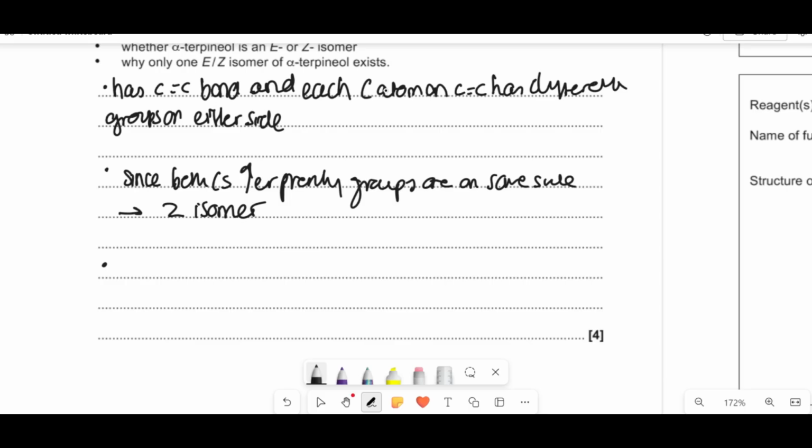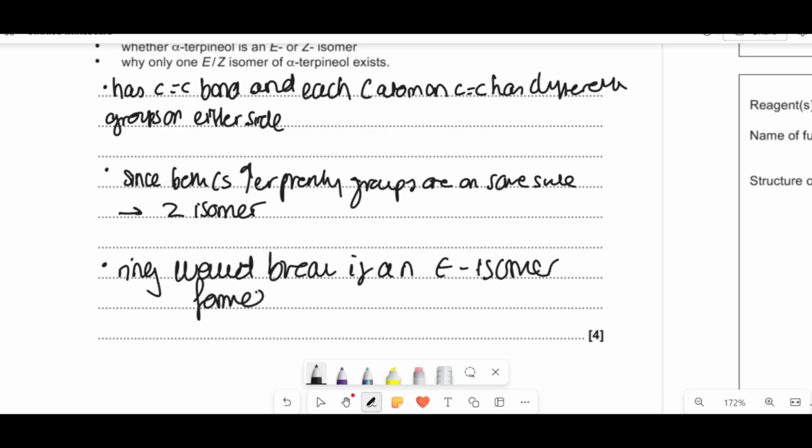You can't rotate a double bond, which is why we have stereoisomerism in this context. So you can't just say it can't rotate, because that doesn't explain why this one can't. The only reason why is because the ring would just no longer exist. The ring would break if an E isomer formed. There you go.